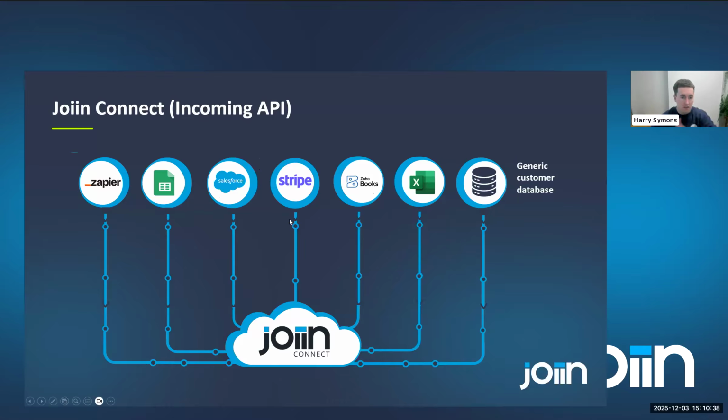So you can see some of the examples that we've got on the screen here, Zapier, Google Sheets, which we touched on, but actually pulling in CRM data from your Salesforce, Stripe data into Join, and then being able to report on all of those alongside your financial data, giving you that really rich reporting, basically.